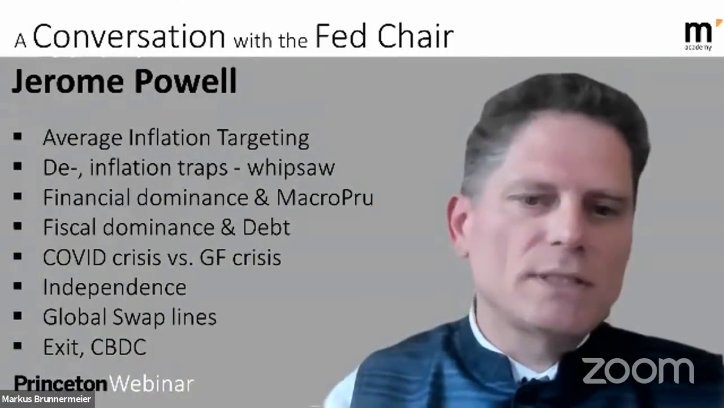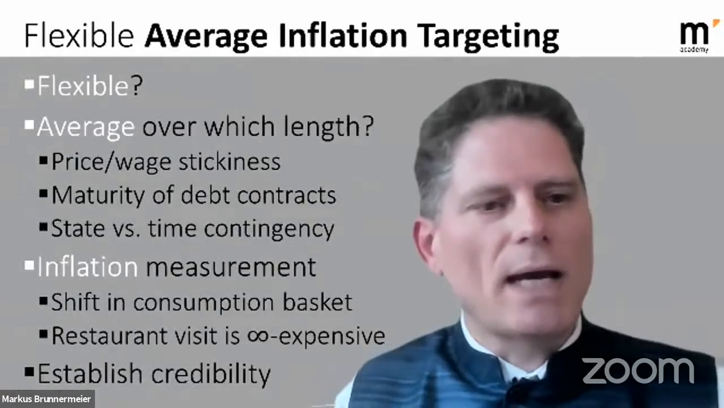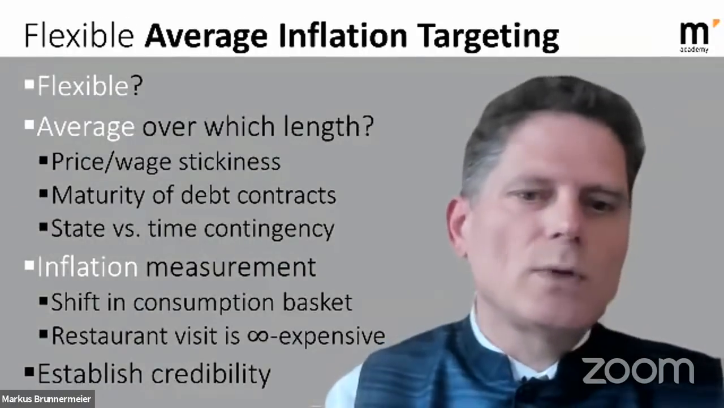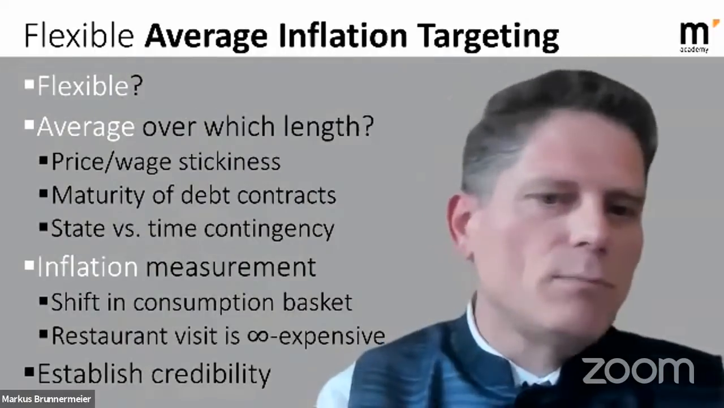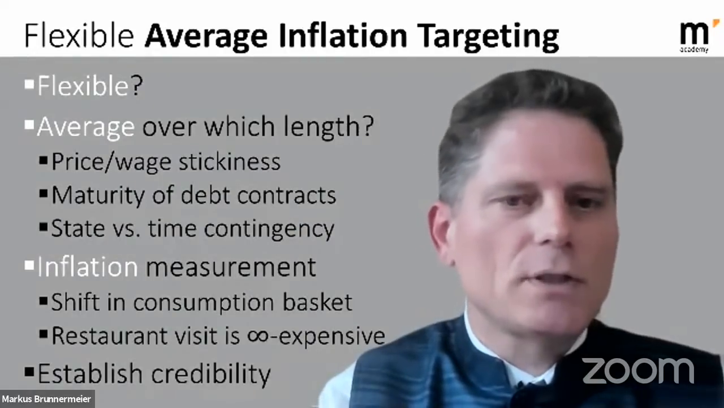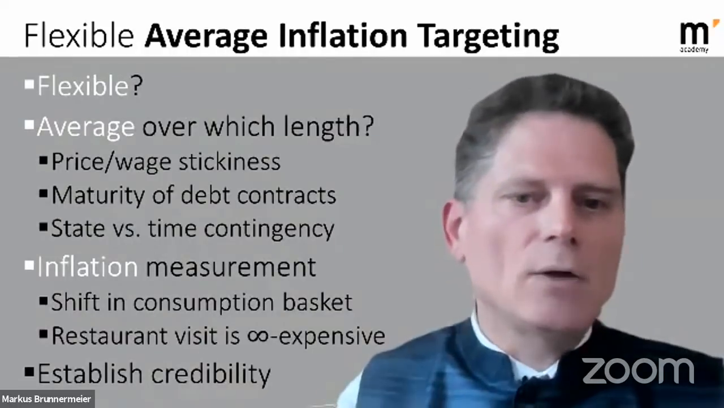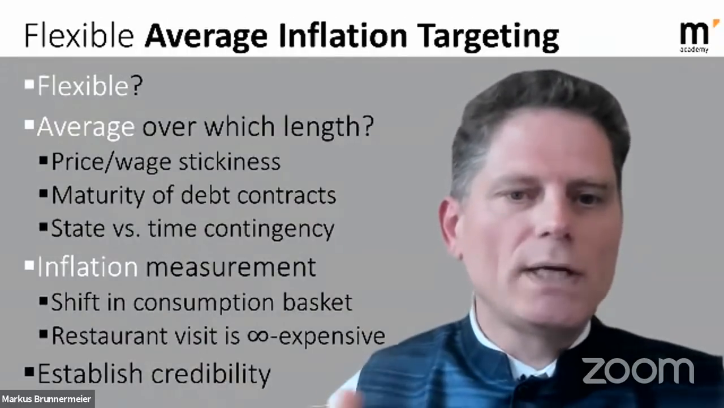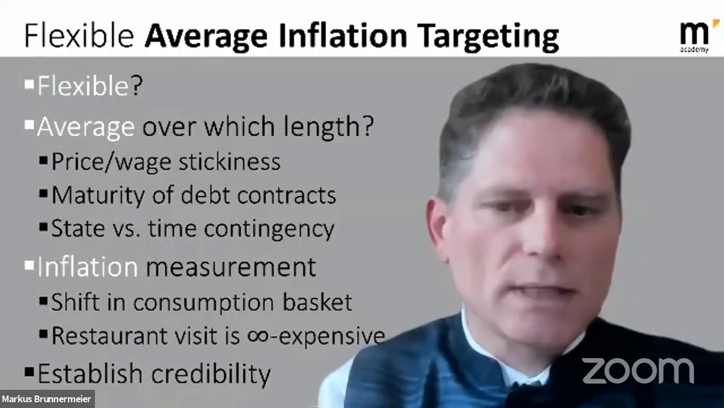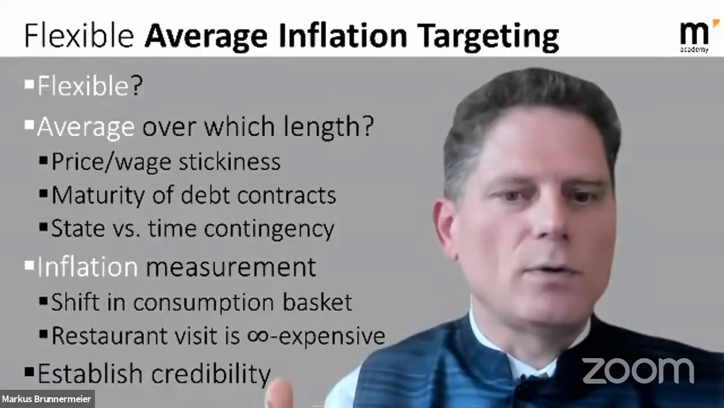So with this, let me start with the new flexible average inflation targeting, which came out of the review process the Fed went into. And I was wondering whether we can specify a little bit more the framework. What does flexible mean? Over what time period does one take the average? What's the rationale behind it? Is it about how sticky prices and wages are? How long will they be sticky? Is this driving the average, or is it the maturity of the debt contracts? What's the average maturity of debt contracts that drives over what period we take the average?